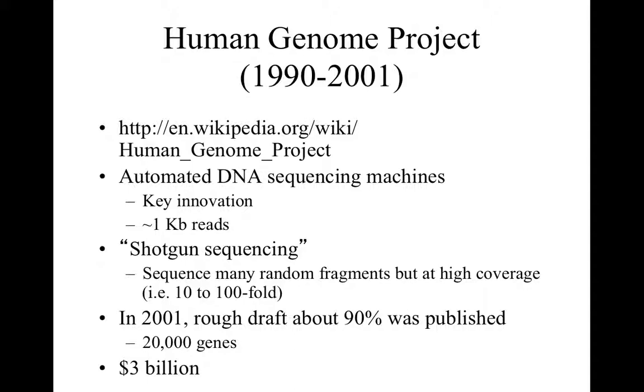It was started in 1990 and the rough draft sequence was completed in 2001. One key innovation that made this project possible was the development of faster and faster DNA sequencing machines that used the Sanger method. These machines carried out the DNA synthesis reaction with the fluorescent dideoxynucleotides and then ran the products on a gel where the fluorescent fragments could be read and processed by computers. Previously, all this work was done by hand.